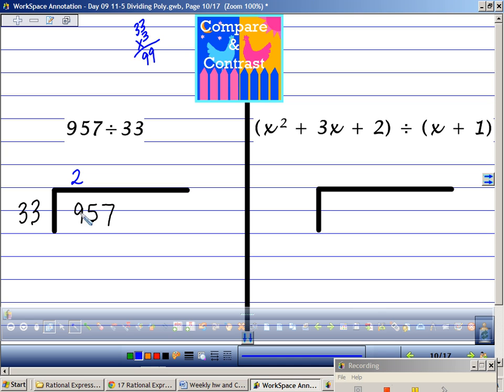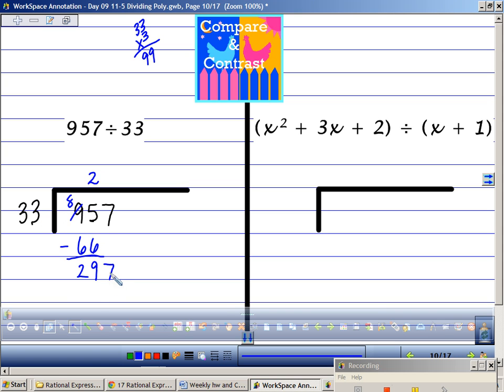No, because 33 doesn't go into 9. 33 goes into 95 twice. So it would be 66. Draw the line and change the sign. What's 15 minus 6? 9. Borrow from the 9. That's 8. What's 8 minus 6? 2. Does 33 go into 29? No, so I got to bring 7 down.